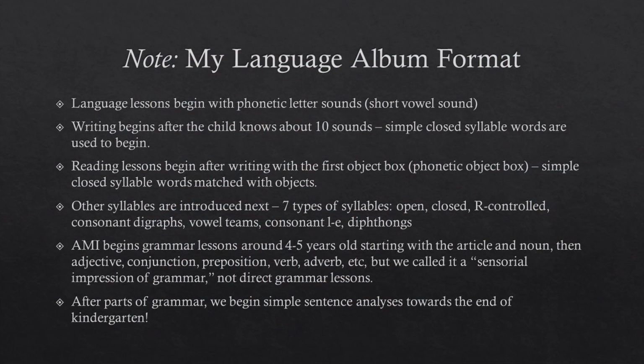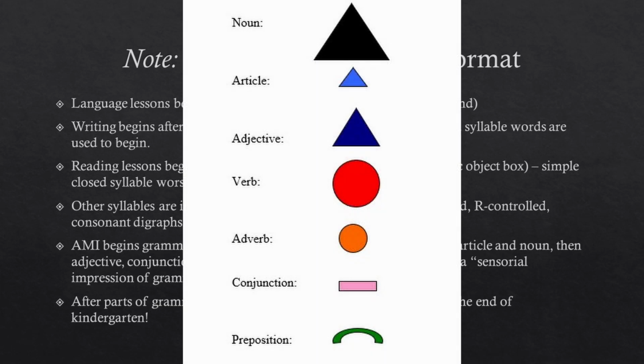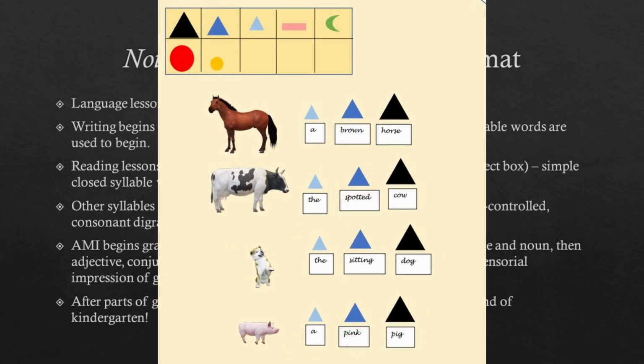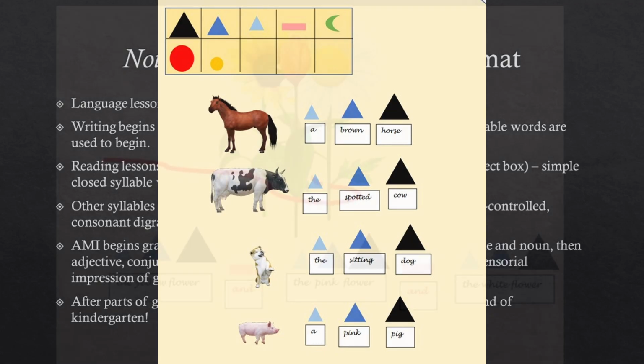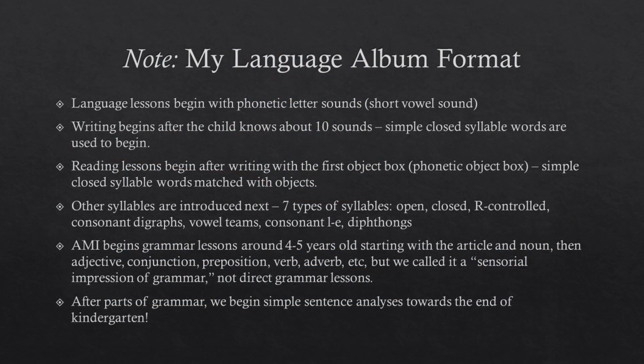In AMI, we begin grammar lessons around 4 to 5 years old, starting with the article and the noun. And these are very simple lessons. And then we move on to the adjective, conjunction, preposition, verb, adverb, etc. But we don't do this directly. We always use objects with this. We always use a sensorial experience of the grammar. So that's why we call this a sensorial impression of grammar and not just direct grammar lessons.